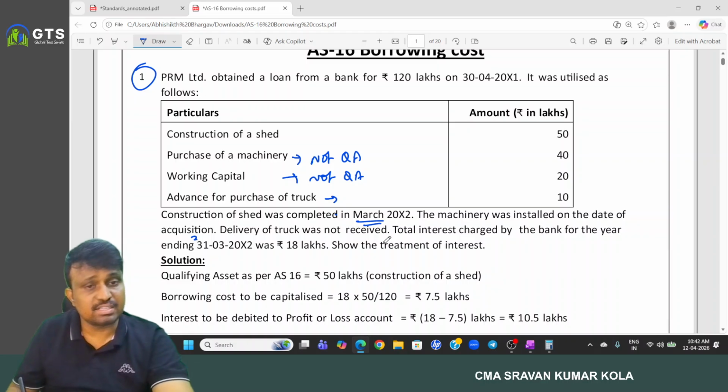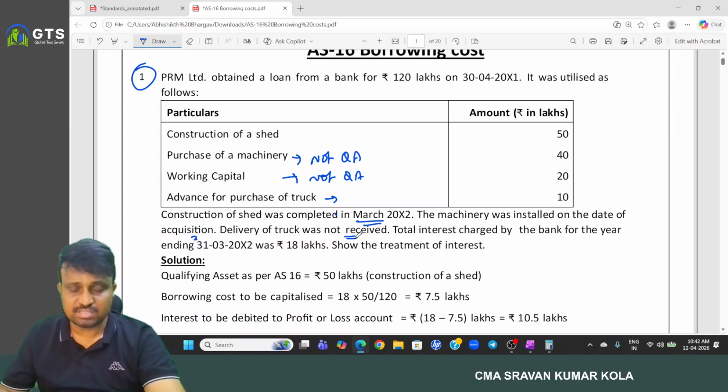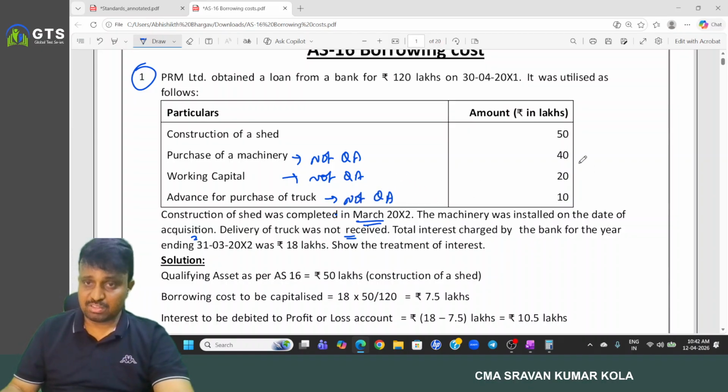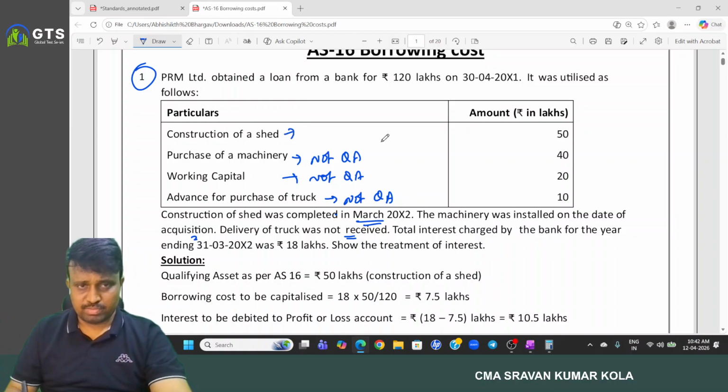And for the purchase of the truck, the delivery of the truck was not received. But once the truck is received, it is available for utilization immediately, so any advance you provided is not treated as a qualifying asset. And the shed took a period of approximately 12 months, so this is treated as a qualifying asset.